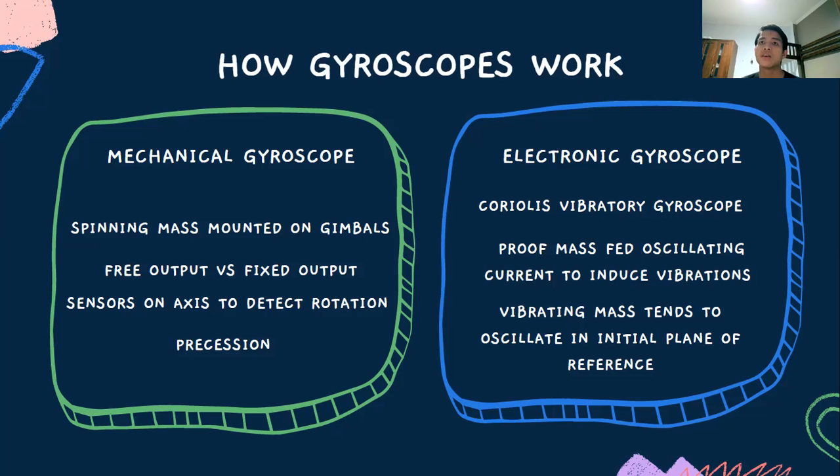On the other hand, the electronic gyroscope is mostly about vibration and oscillation. As we can see, there's the Coriolis, and then the proof mass, and so on. Okay, I think we can go next.